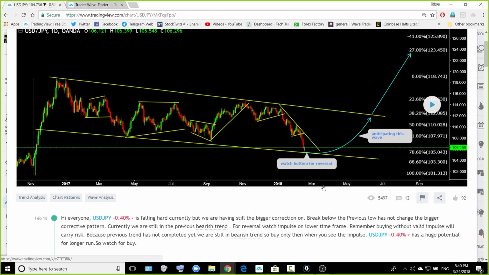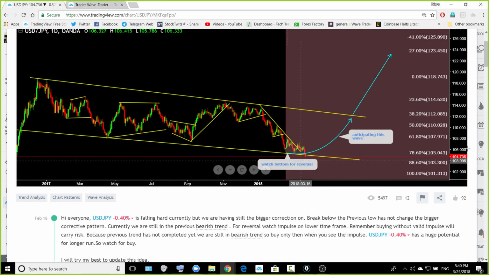So we are looking for that wave. We are looking for that wave. Give us on the dollar yen. Give us that wave.